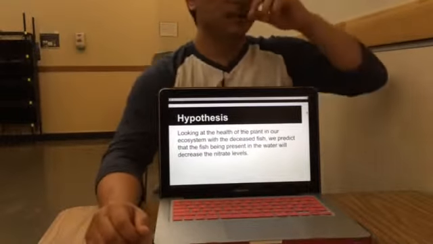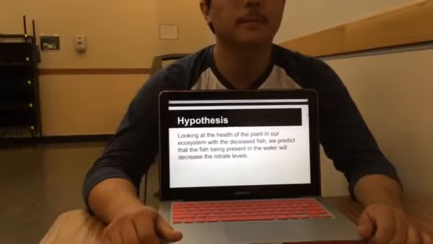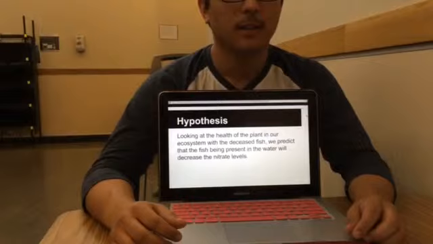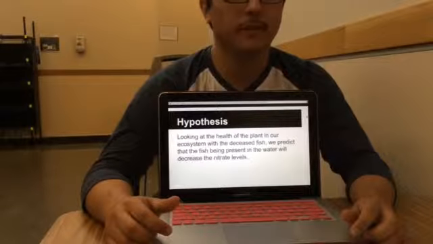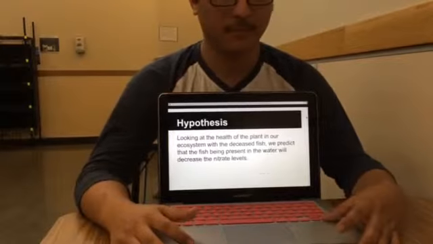Our hypothesis, looking at the health of our plants in our ecosystem and the decaying fish, is that the fish being present in the water will help decrease the nitrate levels in the eco-columns.